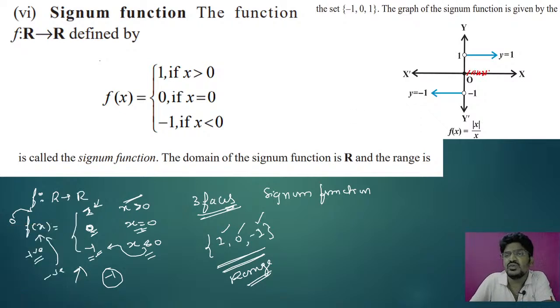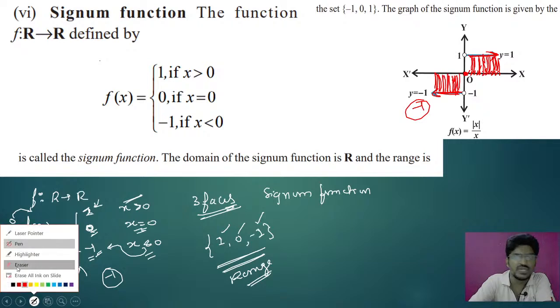Whenever you have positive inputs, it is fixed for 1. For all positive x values, it is fixed for 1. For all negative values, it is fixed for minus 1. It goes like this. And for 0, it is fixed at 0. You can see here, on the y-axis, it is fixed for minus 1 for all negative x values. For all positive values, it is fixed for positive 1. And for 0, it is fixed for 0. Clear? So this is your signum function.